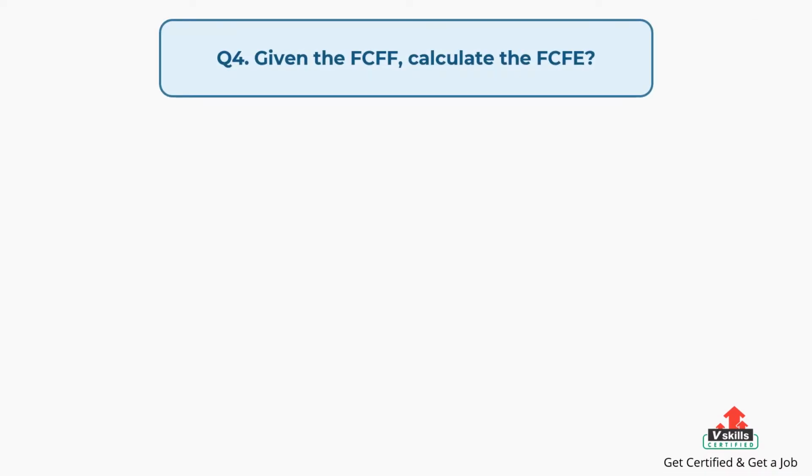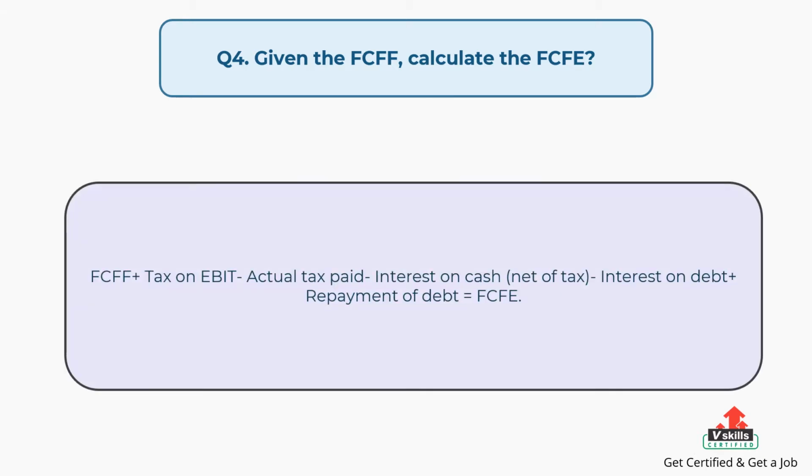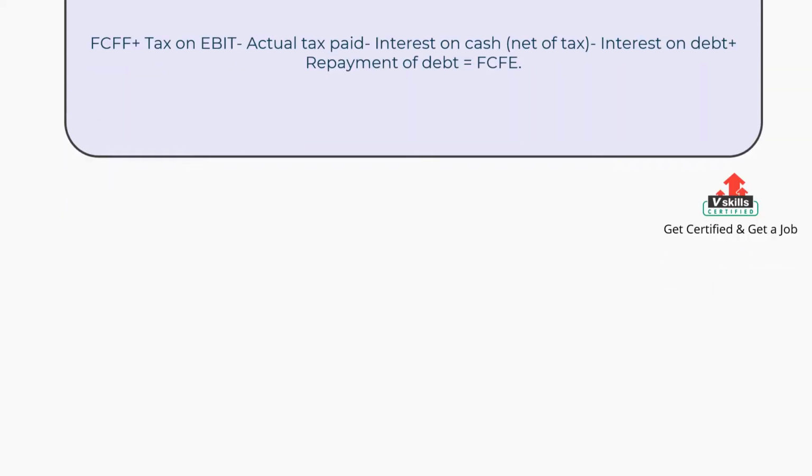Question number 4. Given the FCFF, calculate the FCFE? The answer is, FCFF plus tax on EBIT minus actual tax paid minus interest on cash, net of tax, minus interest on debt plus repayment of debt equals FCFE.